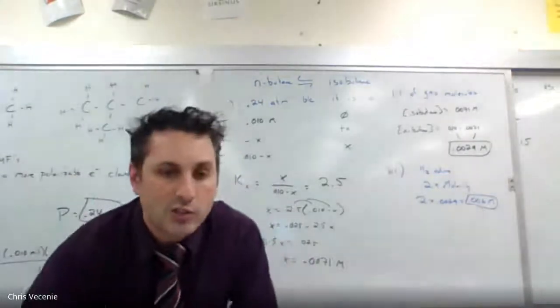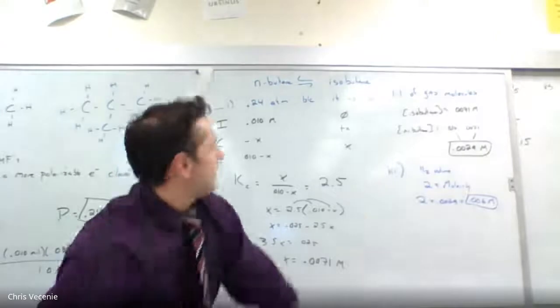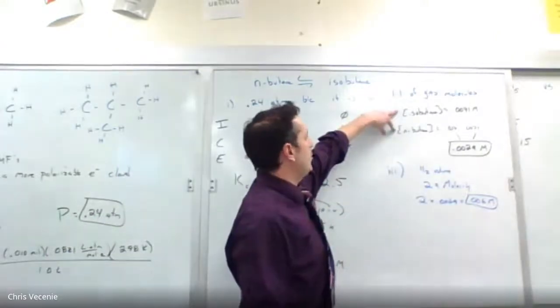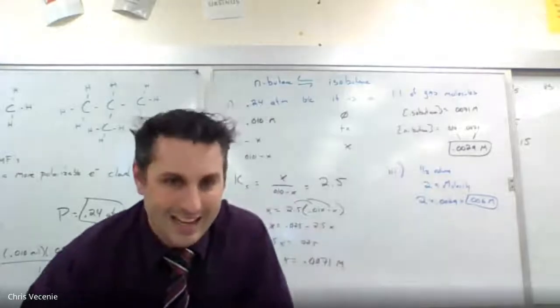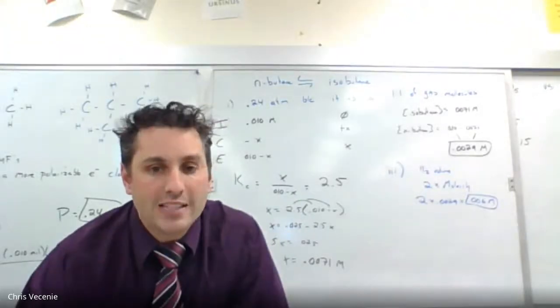All right, so your answers for letter F are going to be exactly the same as they were right here, 0.0071 and 0.0029.